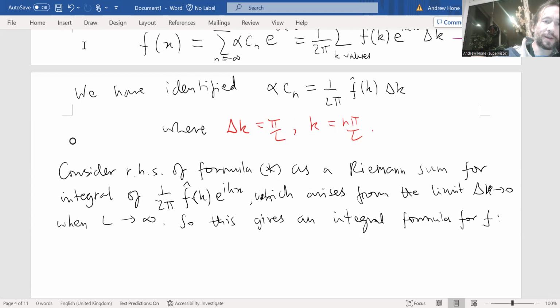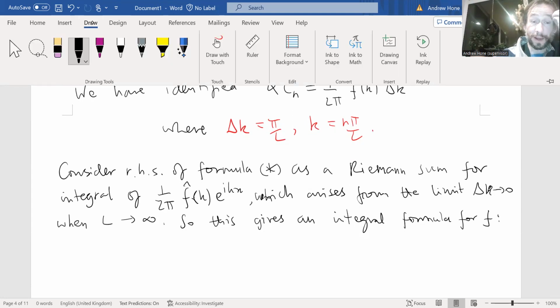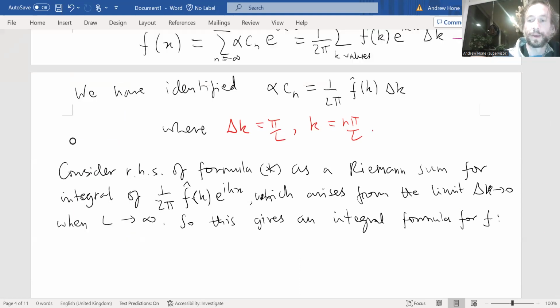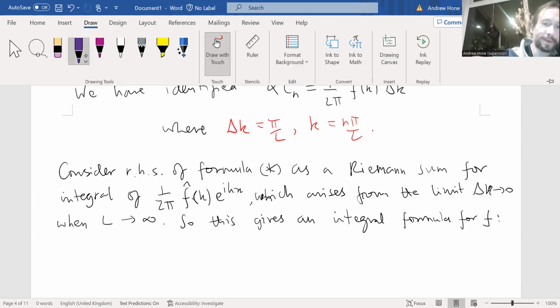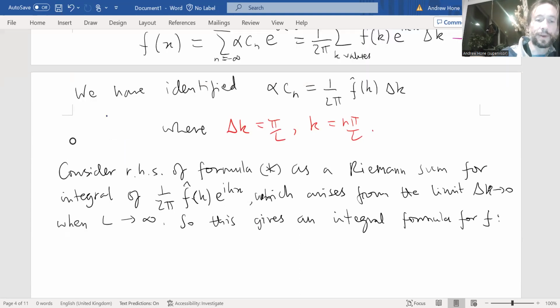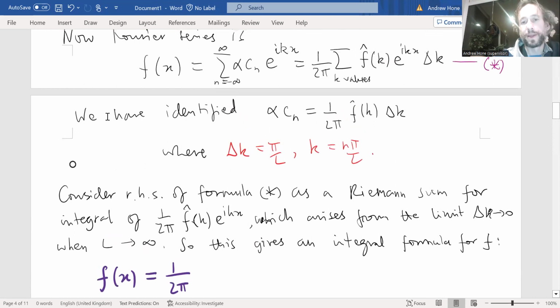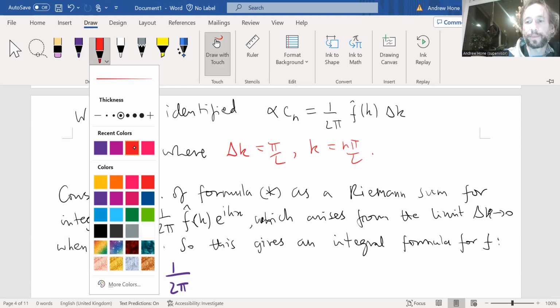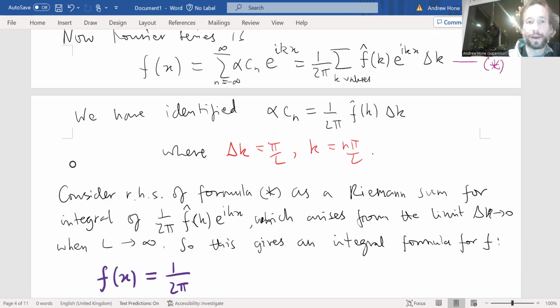So what do we get? We get f of x is 1 over 2 pi. You can't probably see it anymore, but it's this. Let me circle it with red now because I've finished with it. The formula that I'm trying to show you is formula star, which is this one.